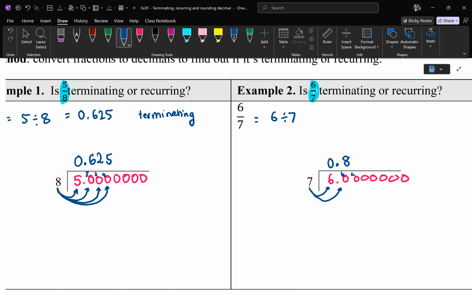4, very good. So you carry the 4 over and you ask yourself again, how many 7s fit into 40?